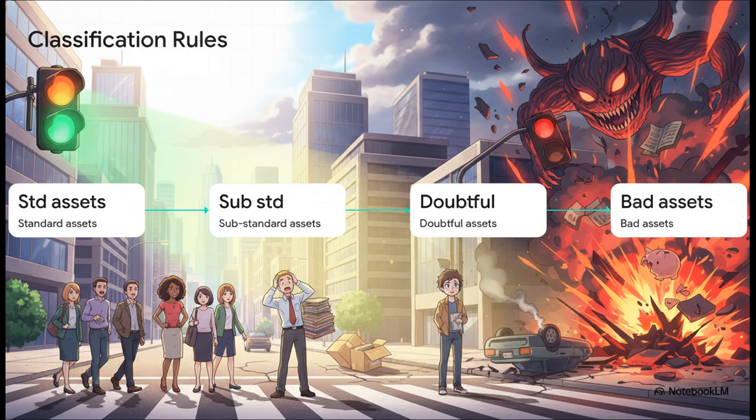When a loan is being paid back on time, it's a standard asset. Green light, we're good. But if payments stop, the RBI forces the bank to downgrade it step by step. First, it becomes substandard. That's your yellow light of warning. Then it becomes doubtful, red light, and finally, a bad asset, a complete crash. Banks can't just sweep a bad loan under the rug. This forced categorization ensures the RBI knows exactly how healthy or sick a bank's balance sheet truly is.